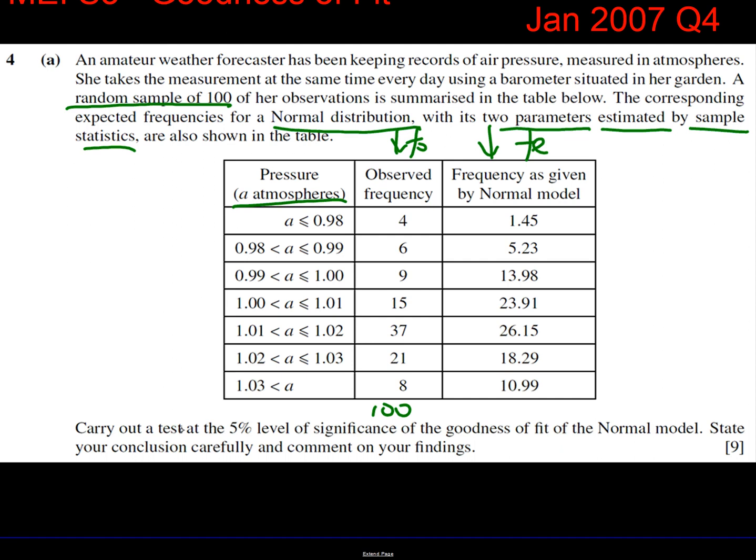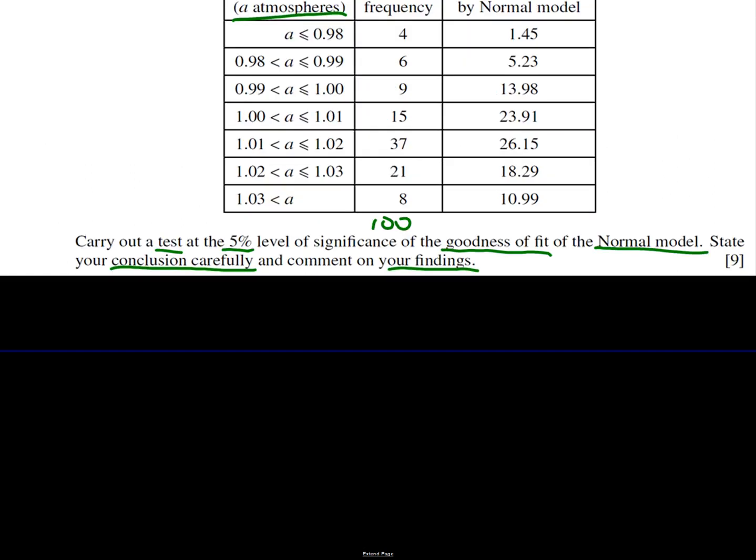And what does it ask us to do? Carry out a hypothesis test at 5% on the goodness of fit of a normal model. That's the one we've got there. And comment on your conclusions carefully. State your conclusions carefully and comment on your findings. There we go. So what's the first thing we've got to do in any of these?